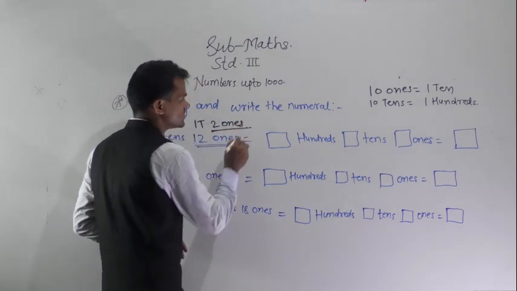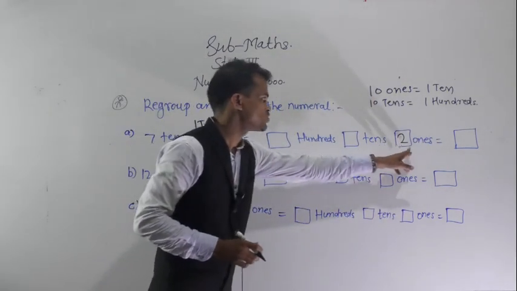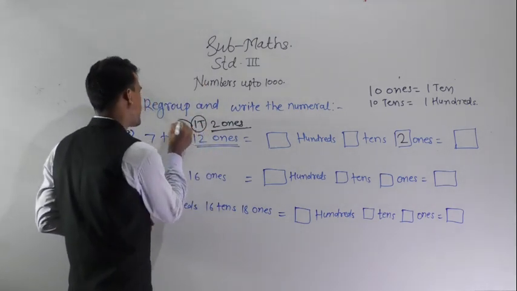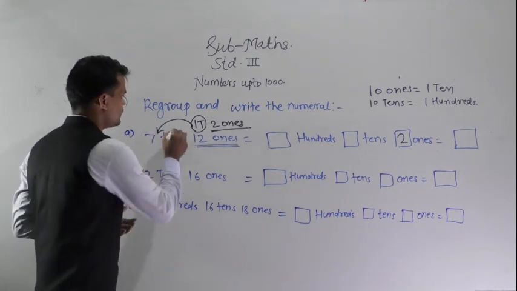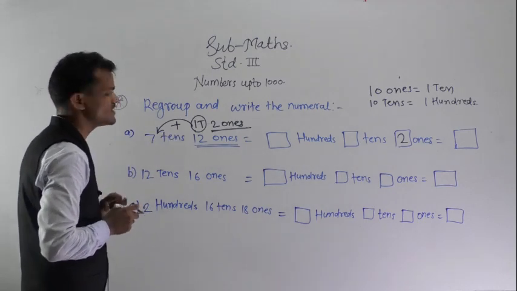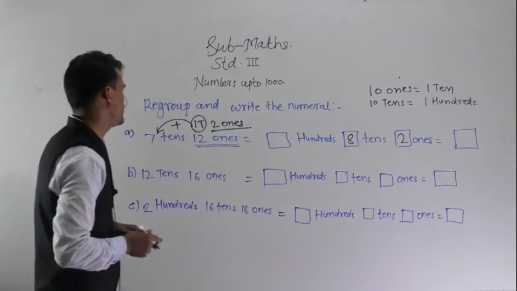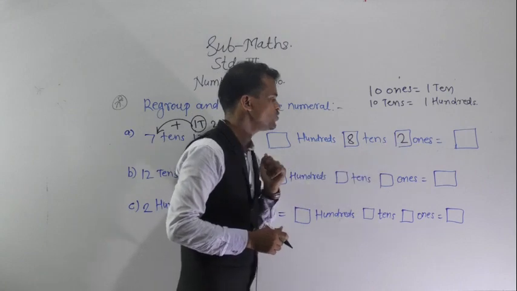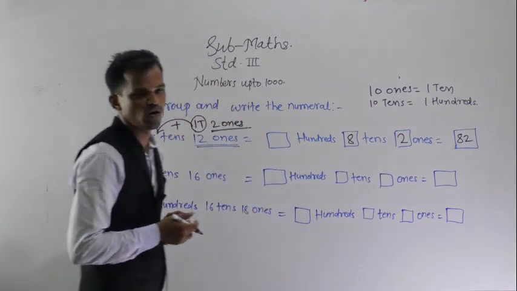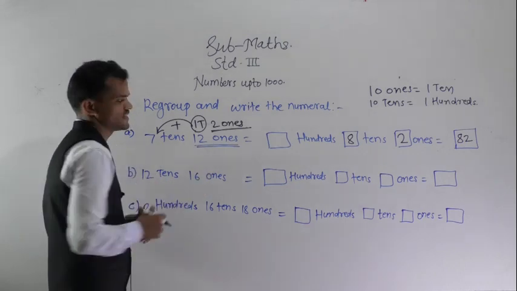That 2 ones you have to write in the 1s place. Write this 2 at the 1 place. Now this 1 ten you have to add into these 7 tens. 7 tens plus 1 ten, how much total? 8 tens. Here you have to write 8. Now 8 tens and 2 ones, so which number is formed? 82 number is formed.